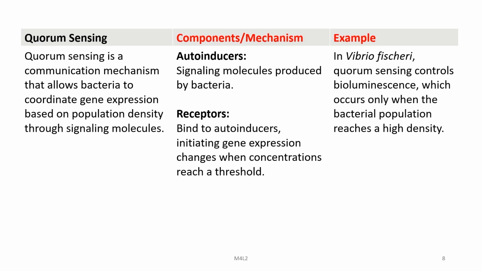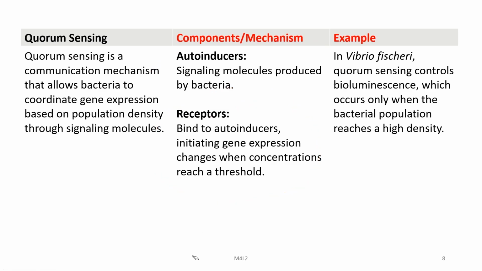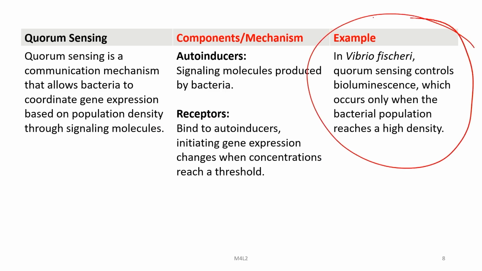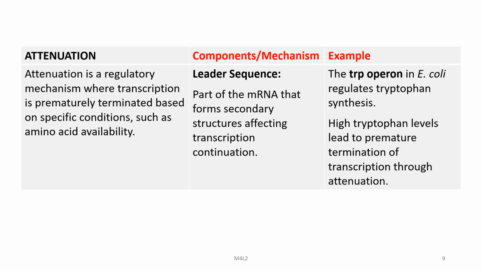Then there is another mechanism called quorum sensing, which is a communication system that allows bacteria to coordinate gene expression based on population density through signaling molecules. Here the components are autoinducers, that is, signaling molecules produced by the bacteria, and receptors which bind to autoinducers, initiating gene expression changes when concentrations reach a threshold. In Vibrio fischeri, quorum sensing controls bioluminescence, which occurs only when the bacterial population reaches a high density.